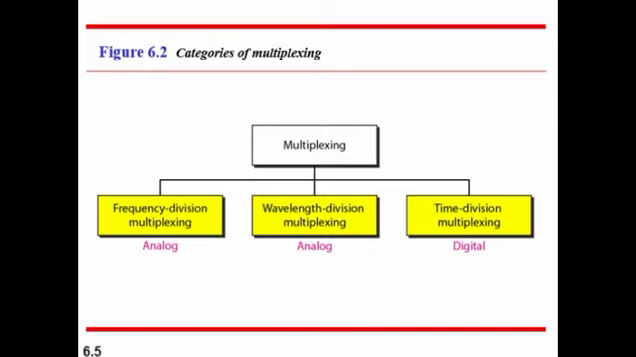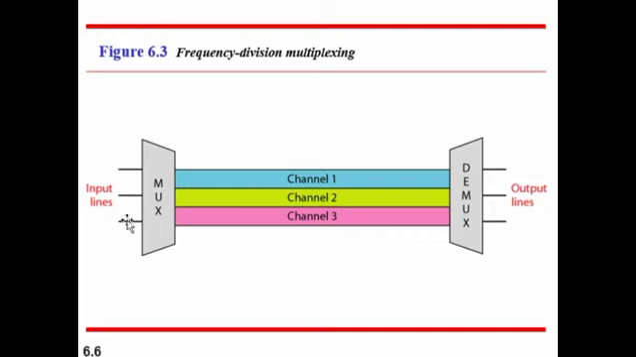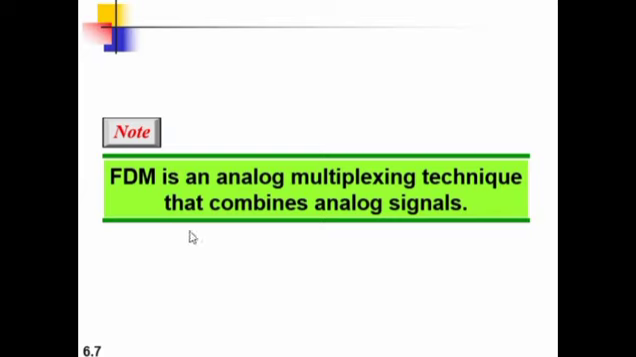Here you can see that different channels are created for the transmission of the different lines, or we can say the input, and they pass through the mux. Here the channels are created and then they pass to the demux and they are delivered to the destination. So this is frequency division multiplexing. FDM is an analog multiplexing technique that combines analog signals. As it is an analog technique of multiplexing, it will combine the analog signals into one and then transmit them to the destination node.